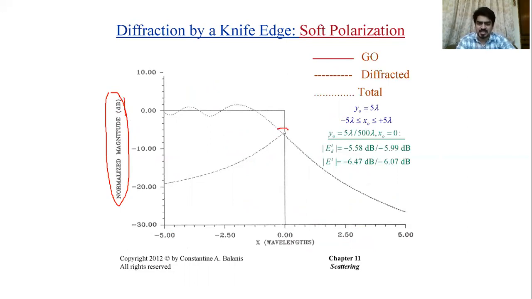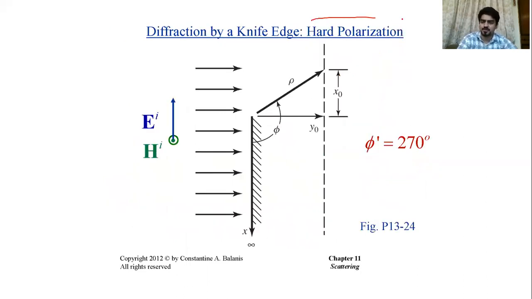Again, you can see that at x equals 0, since the diffracted fields are 0.5 of the total, it is around minus 6 dB down, and even the total fields are minus 6 dB down, right? So this is in terms of dB, decibels. Previously it was in the absolute. Now the same thing you will also observe for the hard polarization.